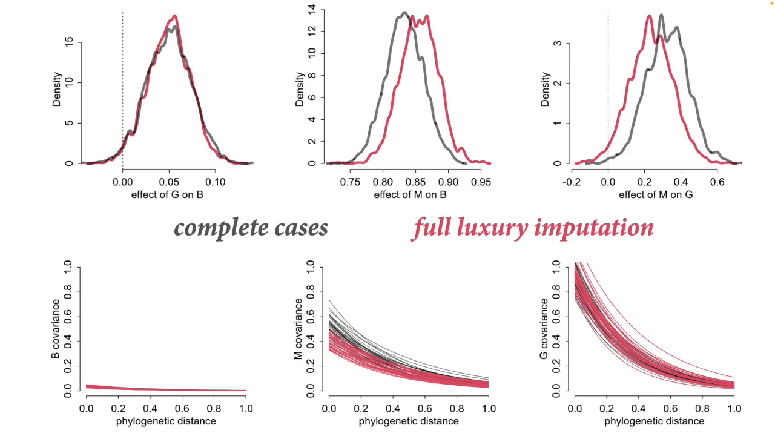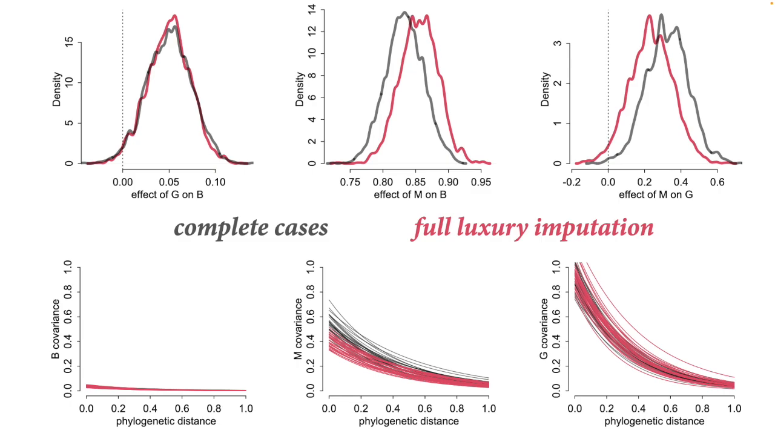And on the left, phylogenetic signature for brain size is very small. But remember, this is after accounting for the things in its equation, that is net body mass and group size. There's essentially almost no covariance among the brain sizes of primates after considering those things.